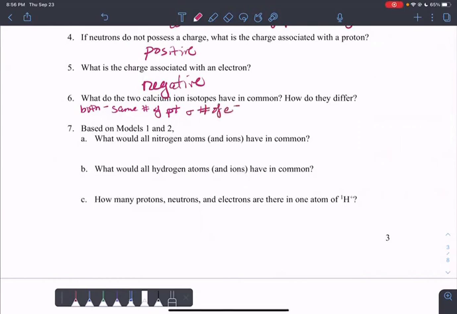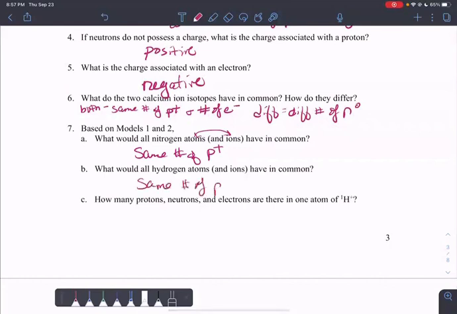Okay. What do they have different? Well, they're isotopes. So of course they have different numbers of neutrons, right? Pretty easy. Okay, so based on models 1 and 2, what would all nitrogen atoms and ions have in common? Well, they all have to have the same number of protons, right? It's all nitrogen, so it has to be the same number of protons. But because we said atoms and ions, we can't say electrons. So what would all hydrogen atoms have in common? Oh, guess what? Same number of protons.